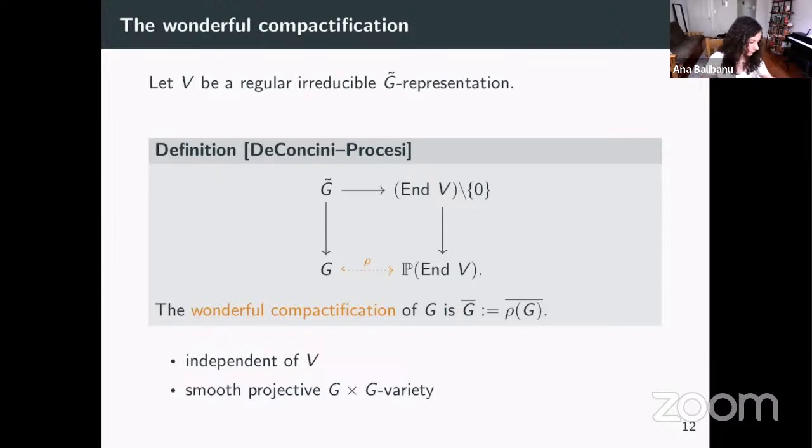So this compactification has many very nice properties. It's smooth and obviously projective. And the action of G on itself by left and right multiplication extends to the boundary of G bar. So it's a G cross G variety. And this construction that I've given is completely independent of the irreducible representation B. So I will say a couple of nice structural features of the boundary, which hopefully I'll have time to use later. And then I will give at least one example.